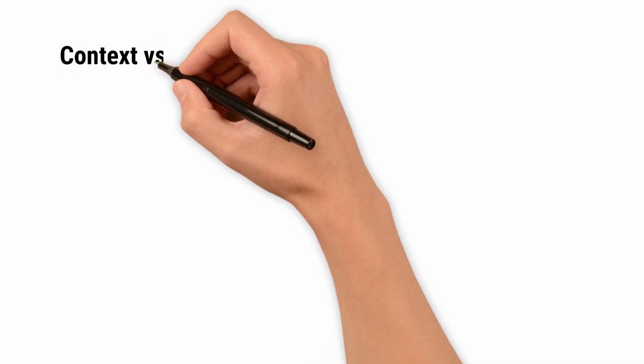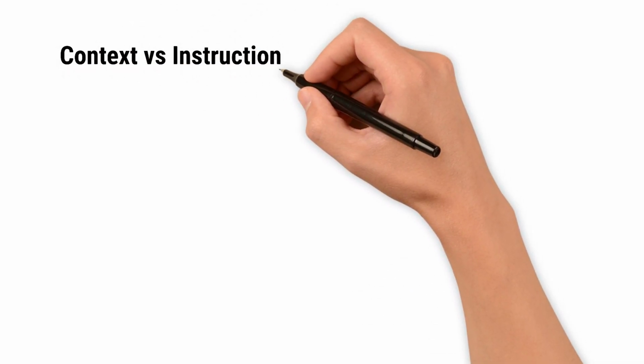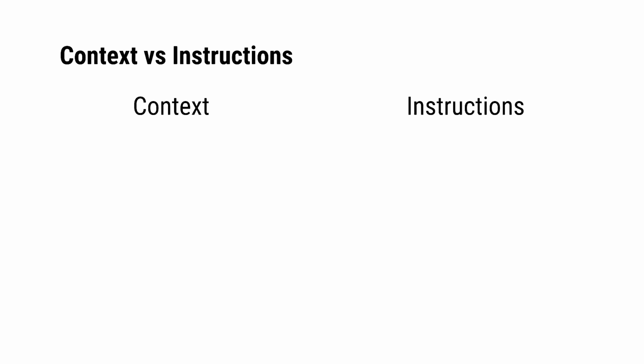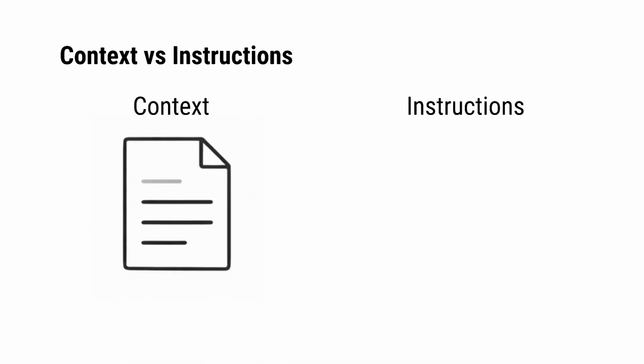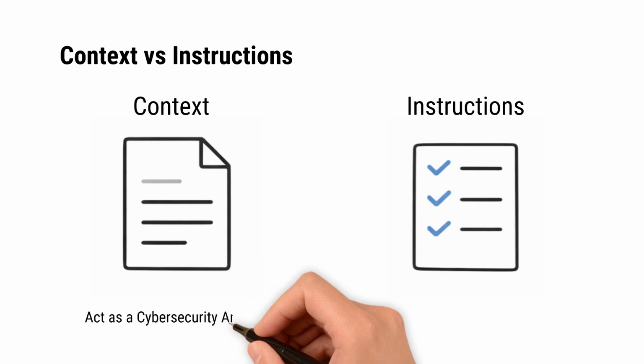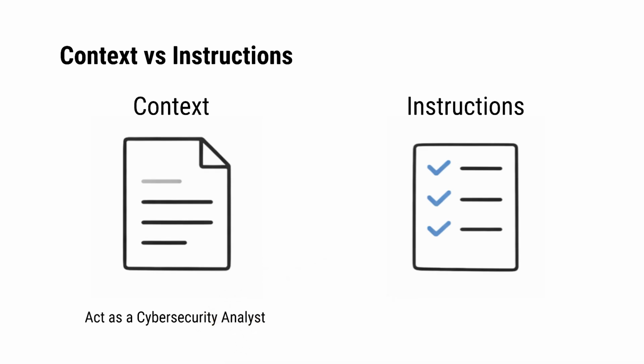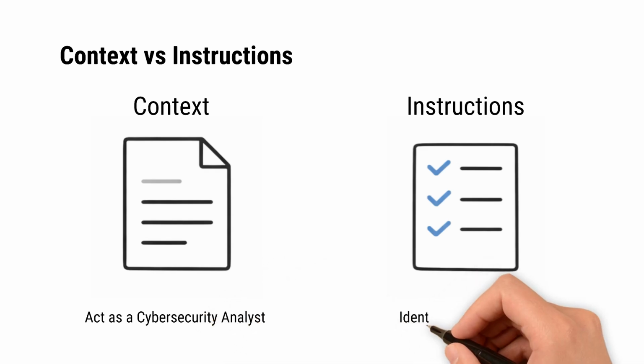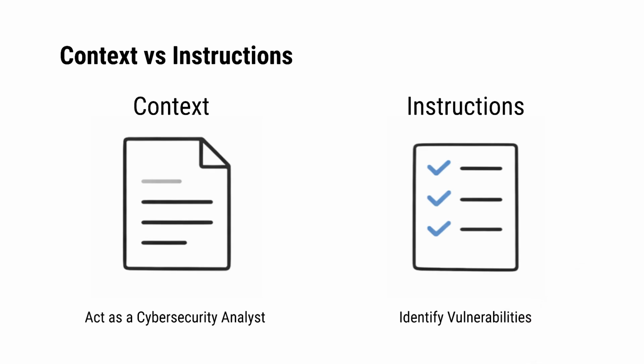Context versus instructions. A common mistake is mixing up context and instruction. Context defines the role or situation. Instruction defines the task. For example, act as a cybersecurity analyst is context. Identify vulnerabilities in this code is instruction. Keeping these separate makes your prompt clearer. When the model knows both who it is and what it needs to do, the quality of output improves significantly. This separation is one of the simplest ways to get better results.